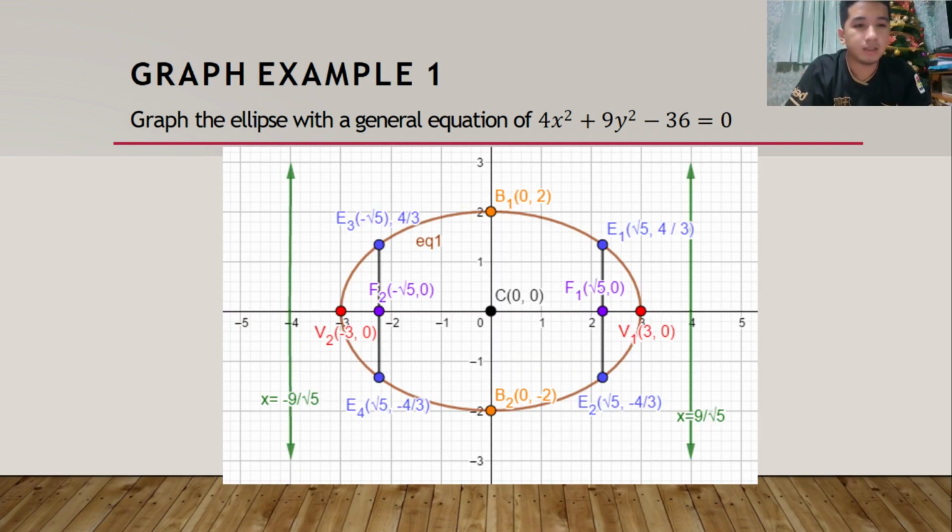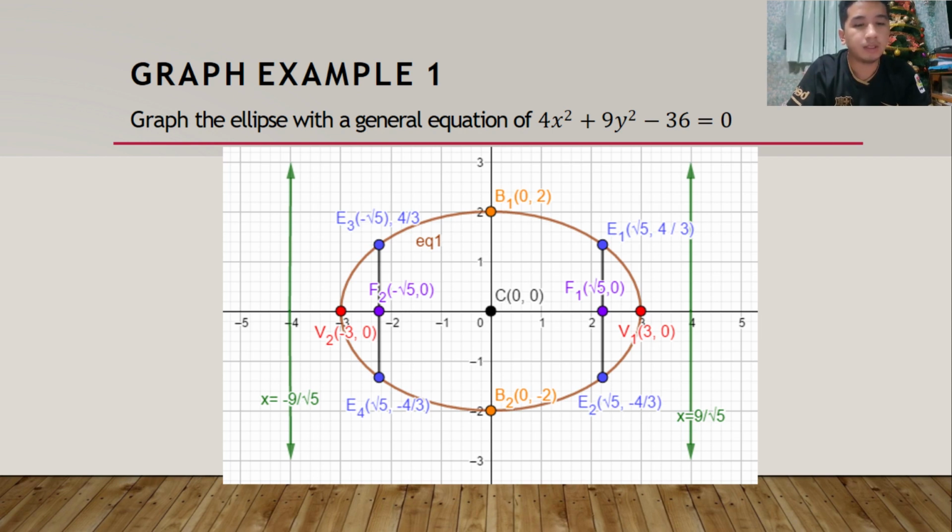And this is the graph of our example number 1. The graph of the ellipse with general equation of 4x squared plus 9y squared minus 36 equals 0. You have B1 is (0, 2). The C is (0, 0). F1 is (square root of 5, 0). E1 is (the square root of 5, 4 over 3).